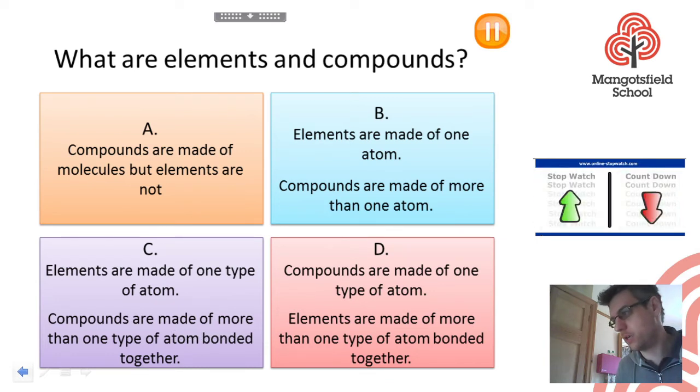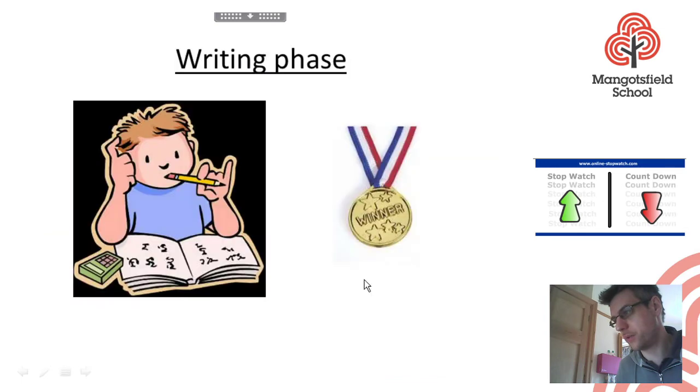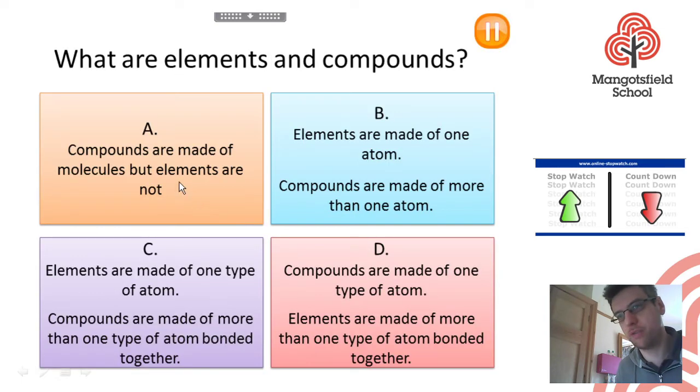Okay, right. Now, which is the correct answer? Oh, I haven't put it in. Right, let's think through it. They can both be made of molecules. Elements are sometimes molecules, sometimes not. Compounds can be molecules, or sometimes they can be giant structures. Molecule is a slightly different point. It's not A. Is B correct? Made of one atom, made of more than one atom. It's true, but it doesn't say bonded together, so it's not the best answer.